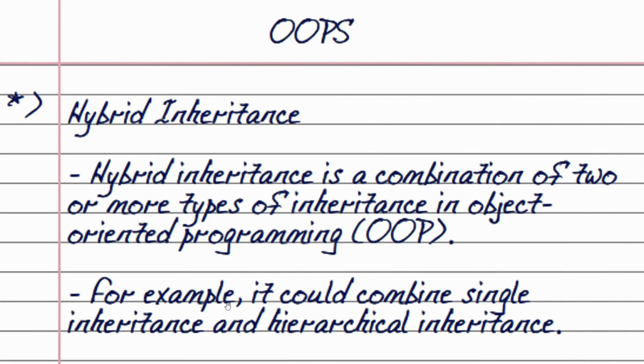For example, it could combine single inheritance and hierarchical inheritance. It could combine multi-level inheritance and single inheritance, or three of them, that means single inheritance, hierarchical inheritance and multi-level inheritance. So this combination is known as hybrid inheritance.